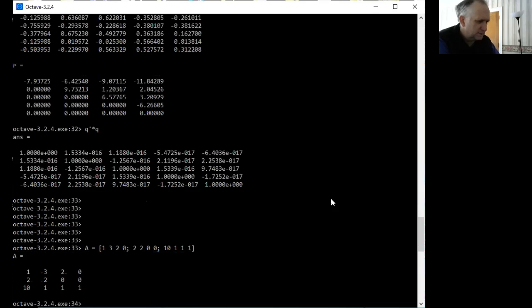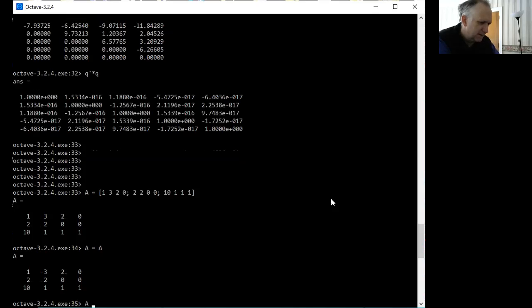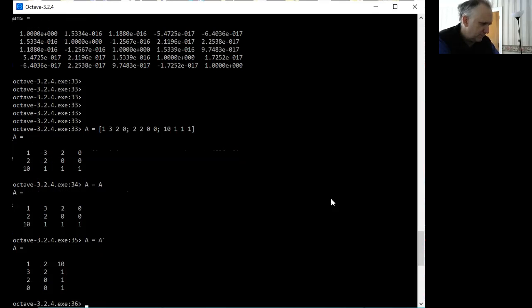Now suppose I was thinking in columns, then you can just take the transpose. You can say A equals A transpose. I did forget, I missed. There, that's the transpose, the apostrophe. You can also write the word transpose and put A in. Okay, so now A is flipped.